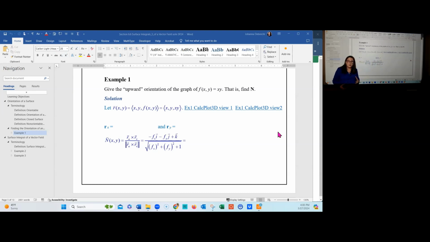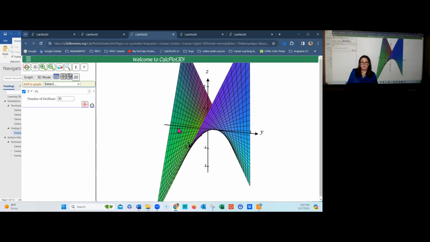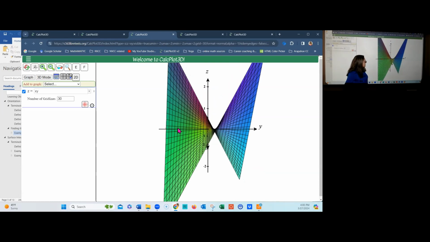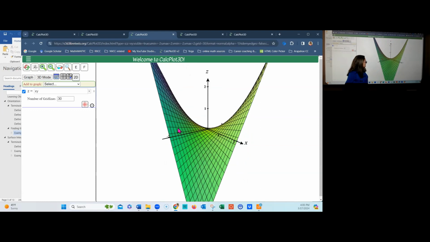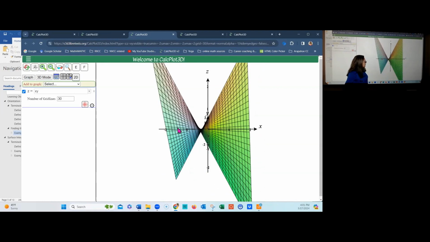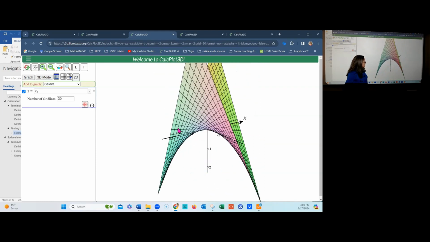Let's take a look at what the surface looks like on CalcPlot 3D, and then we'll go ahead and compute the formula for the unit normal vector. Here's what the surface looks like. It's kind of a fascinating surface if you think about it. It's sort of a twisted, well, it reminds me of the fighter planes in Star Wars a little bit.